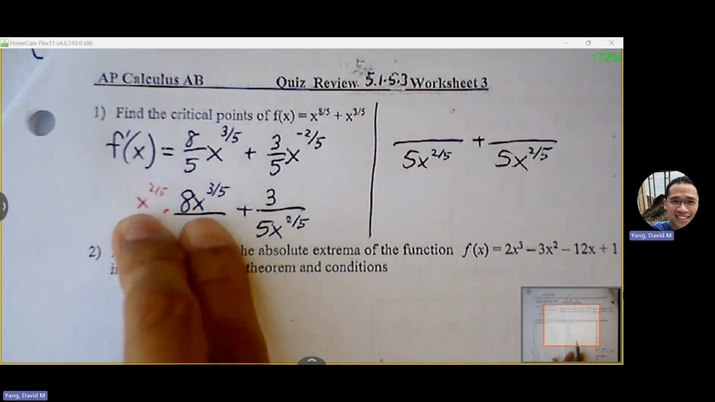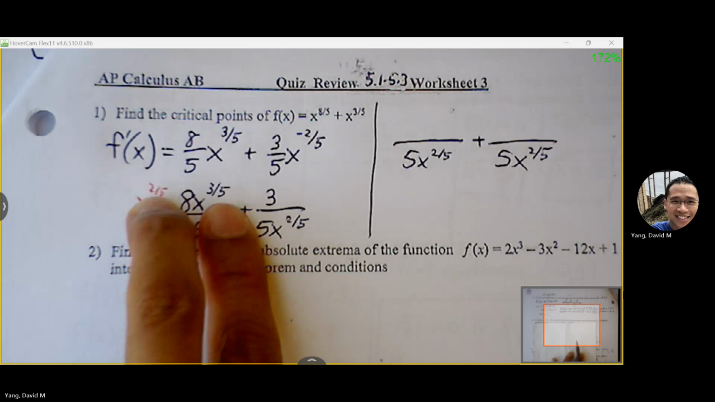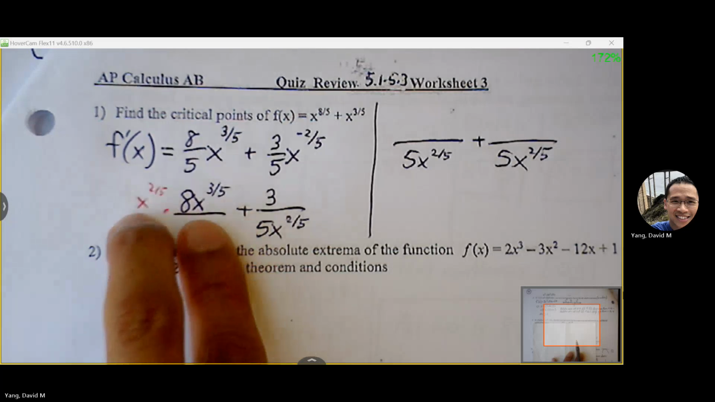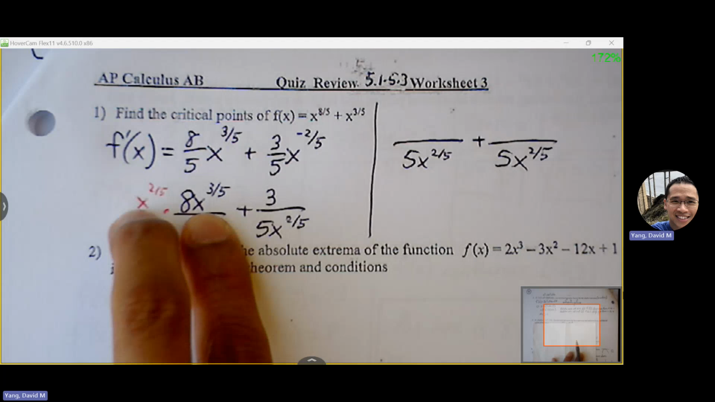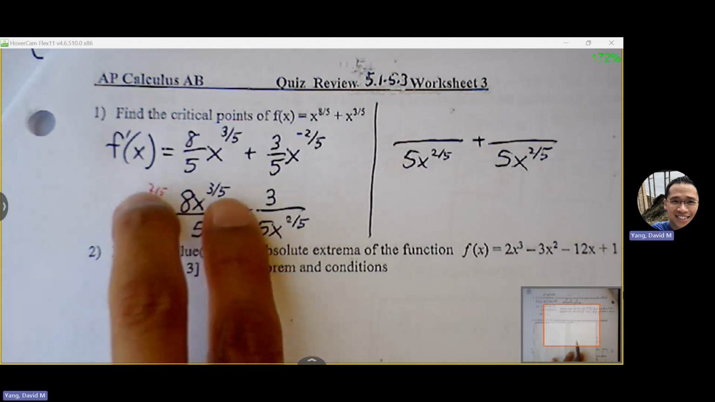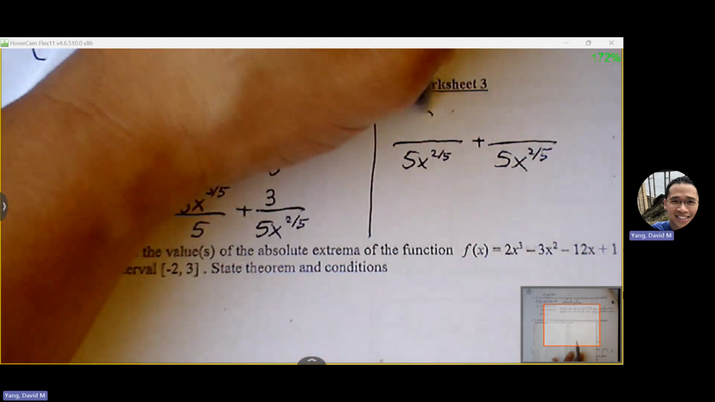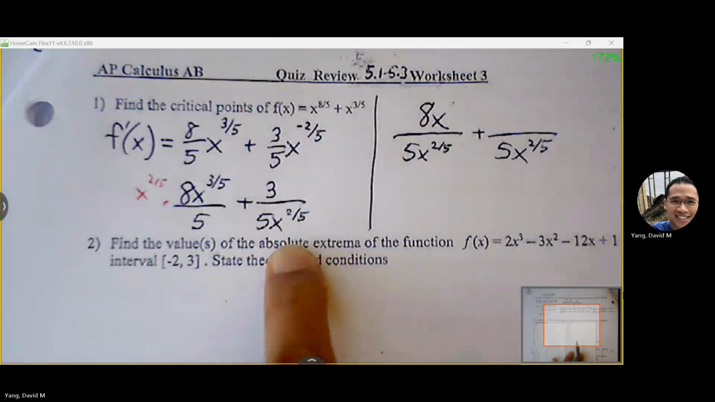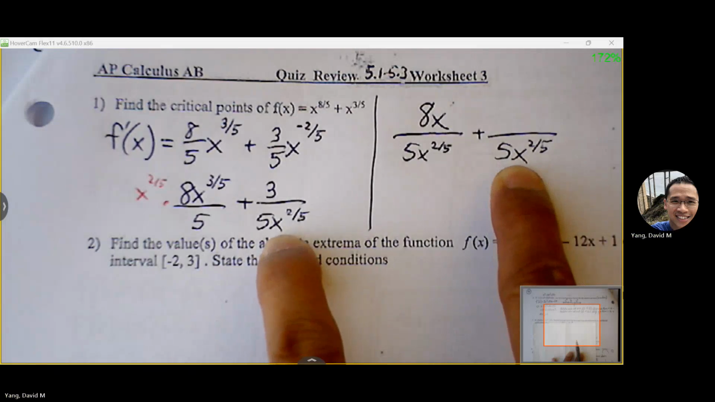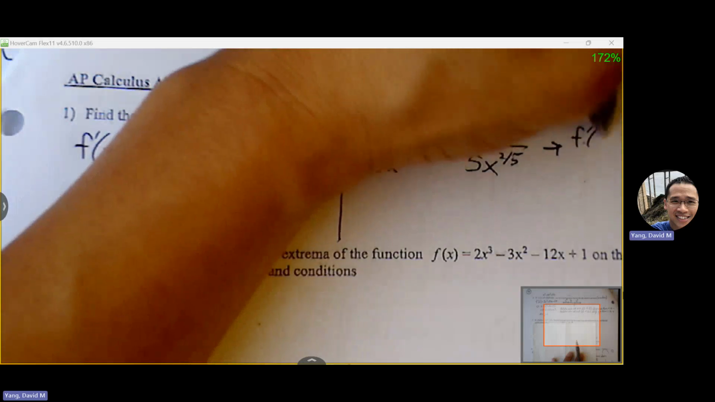So if I multiply the two x's together, what do I do with the exponents? How do I merge these x's together? Add exponents, yeah. So if I multiply bases, I add exponents. 2/5 plus 3/5 is what? Just 1. Yep. 5/5 is 1. So that's just going to be 8x. Any adjustments here? Oh, same denominator, right? So just plus 3. So here's my f prime.